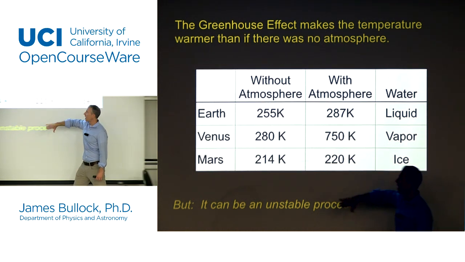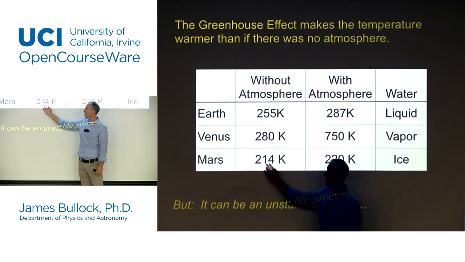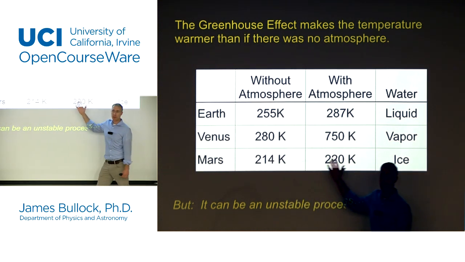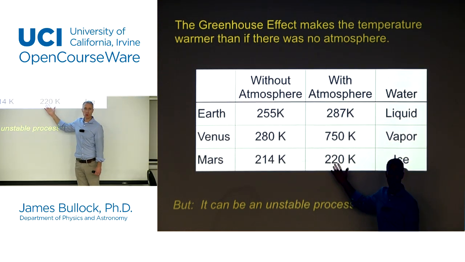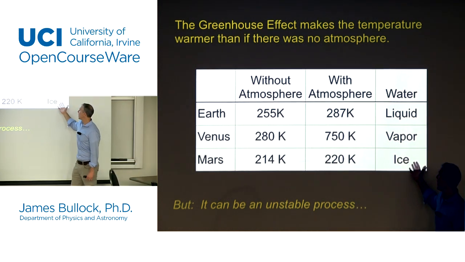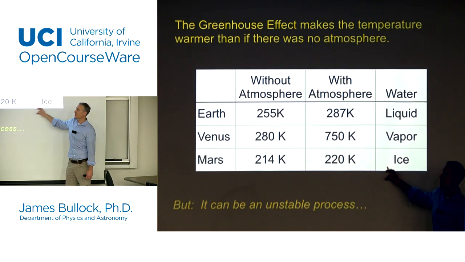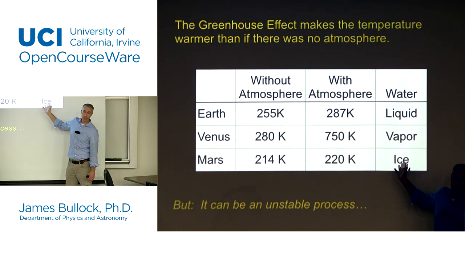Mars, on the other hand, has almost no atmosphere. So it has an equilibrium temperature of 214 Kelvin without an atmosphere, and with its measly atmosphere, it's about the same. It's too cold and the pressure is too low. In principle, you could have ice on Mars, but you're certainly not going to have liquid water on Mars.